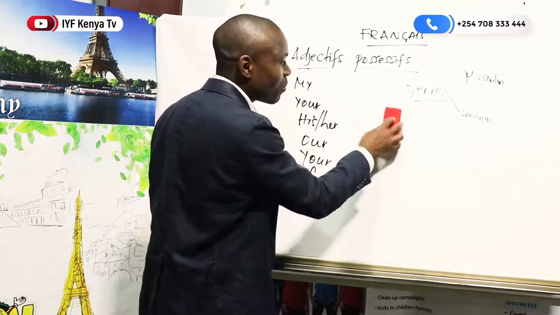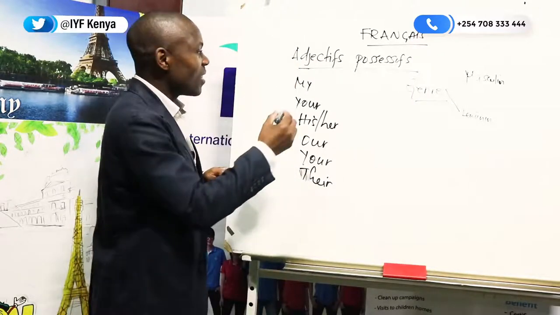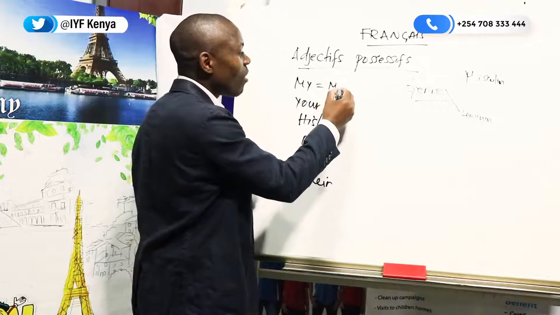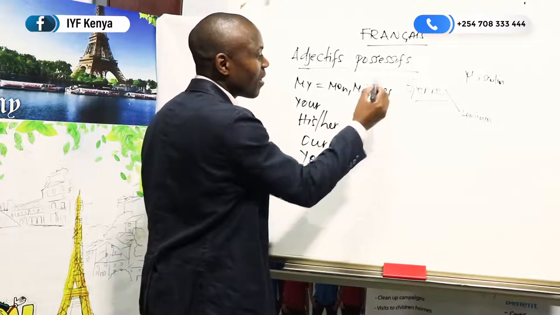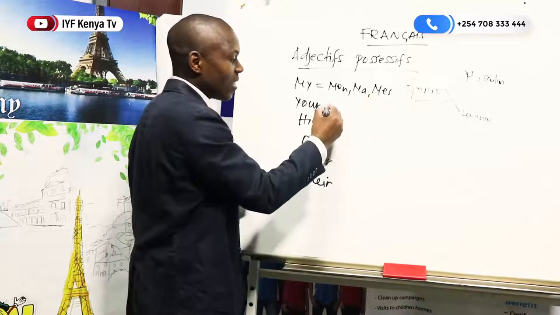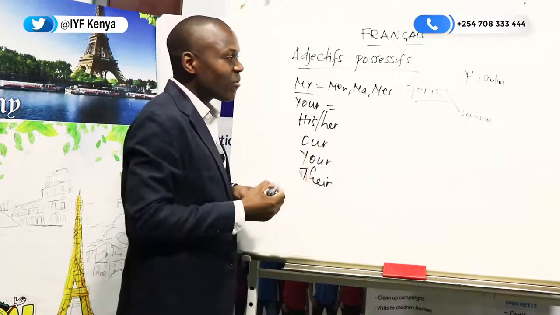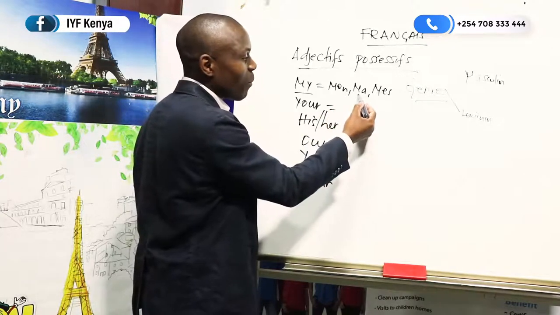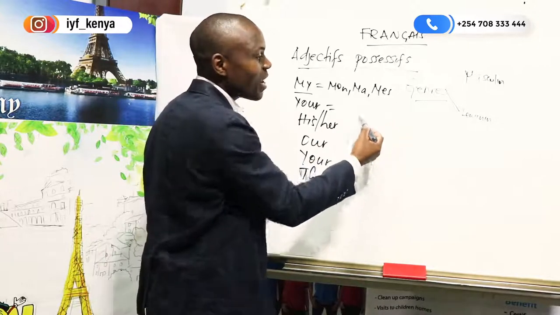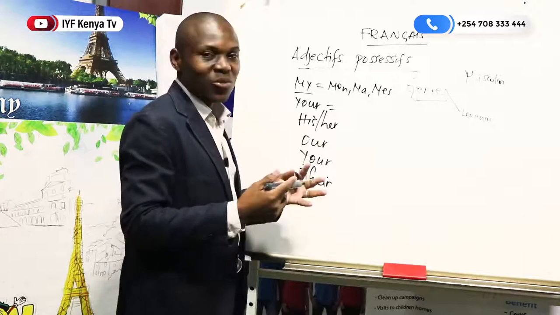But for the possessive adjectives, we have the word my. The my can mean mon, ma, and mes. So we have mon, ma, mes. The same English word, my, can mean mon, ma, mes. Why do we have many? Because of the gender. Mon is masculine. Ma is feminine. And mes is both masculine and feminine in plural. I will give an example and you will understand.